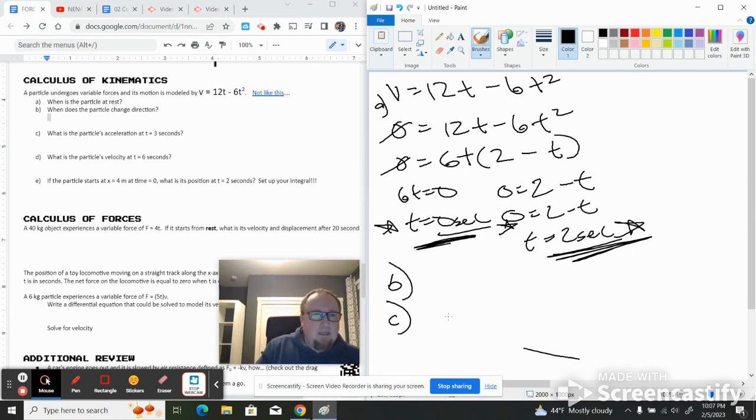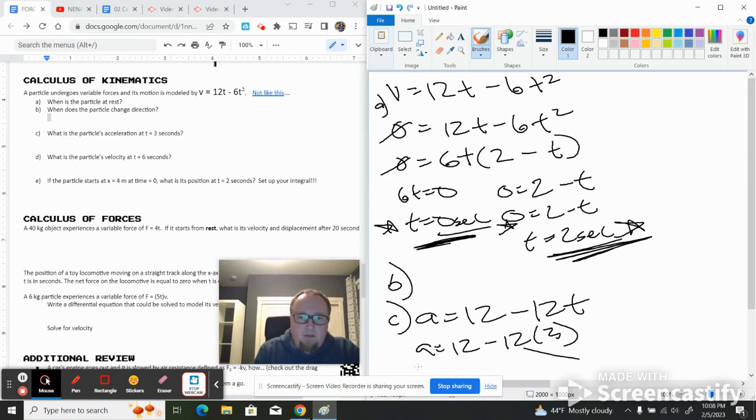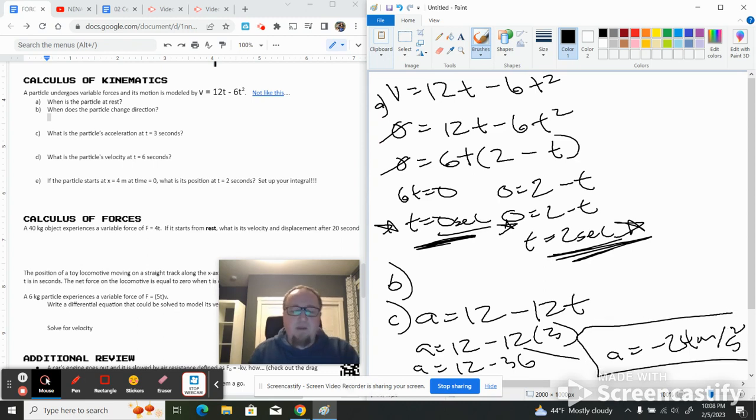Part C is, what is the particle's acceleration? So my acceleration is going to be the derivative. So my acceleration will be 12 minus 12t. Instead of solving for that, I'm asking, what is the particle's acceleration at 3 seconds? So at 3 seconds, I just plug in 3. So I get 12 minus 36, which gives an acceleration of negative 24 meters per second squared. Notice how when we have the acceleration at that moment, I can find a force at that moment, if I do F equals ma.